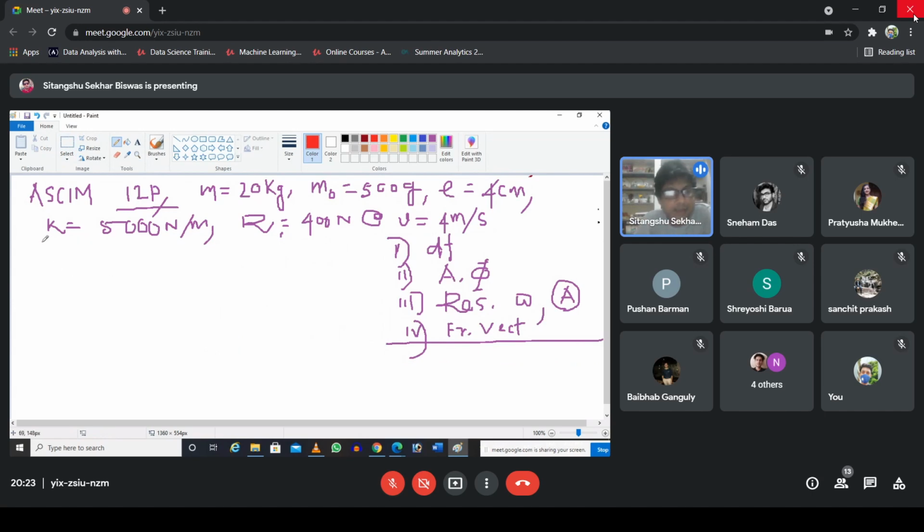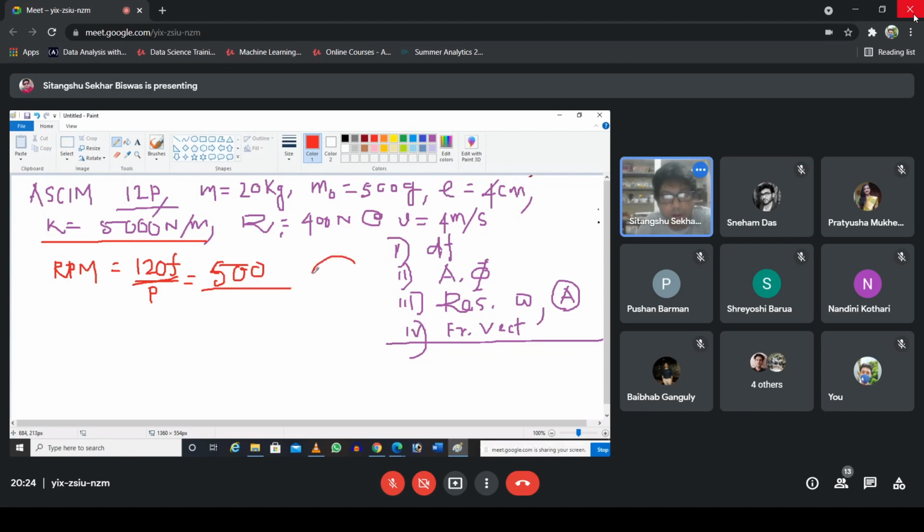So first, K is given. Now it is a 12-pole machine. So the RPM of induction machine is given by 120 F by P. P is the number of poles. So the rated frequency is 50 Hertz. So 6000 by 12. How much? 500. So the RPM of the machine is 500.